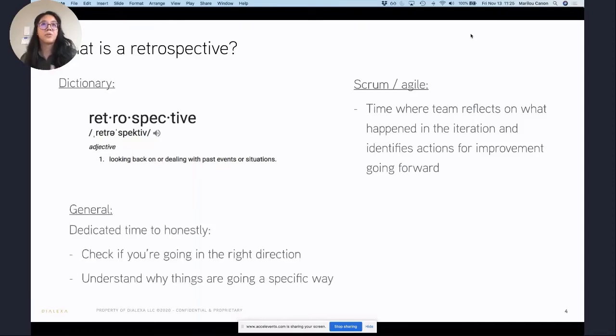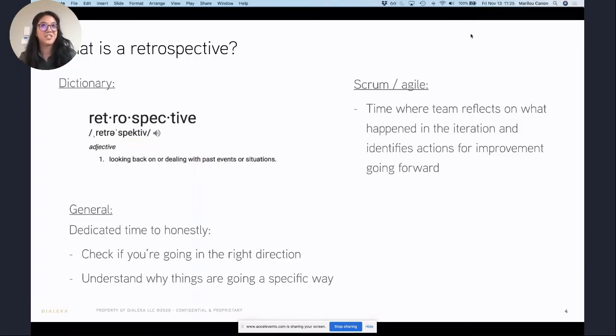So in general, whether you're working with technology or some other product in another industry, it's dedicated time to honestly check if you're going in the right direction and understand why things are going a specific way. In this Product Camp conference, you are going to be learning a lot of things that have a lot of action items that you can immediately instill into your product or your workflow. But really, where's that health check on validating that you're going the right direction or that what you're doing is working? That's where retrospectives come into play. It's this magic golden honesty time where you can do these two things and just feel good that you are adding value with your actions.